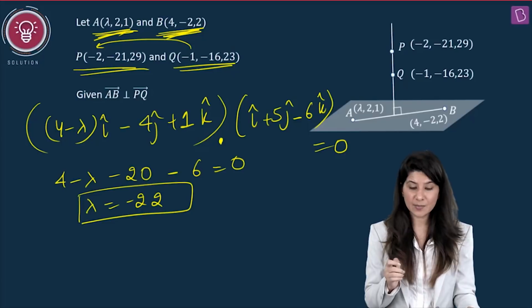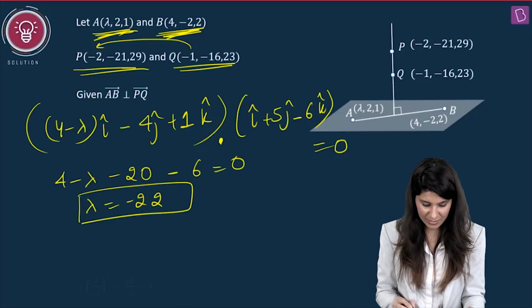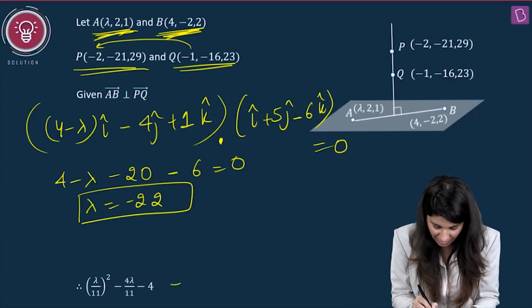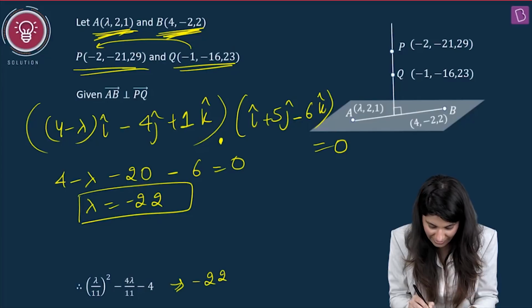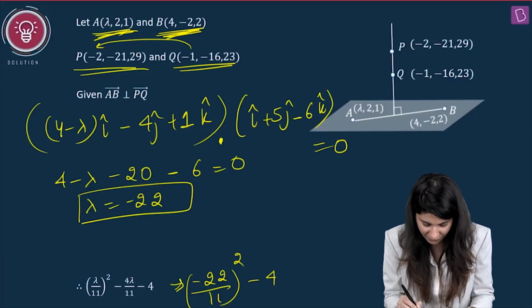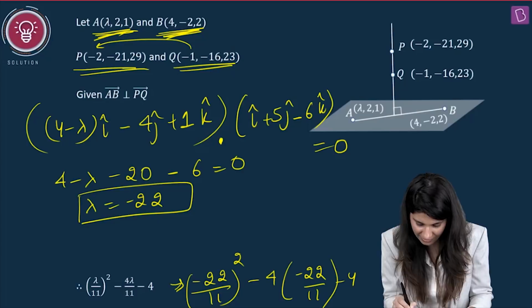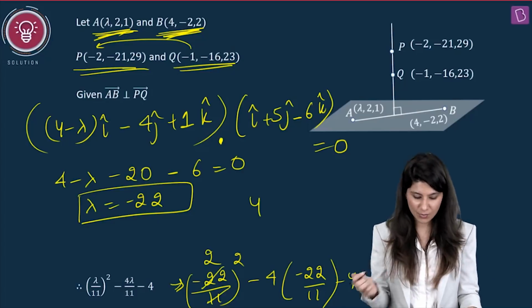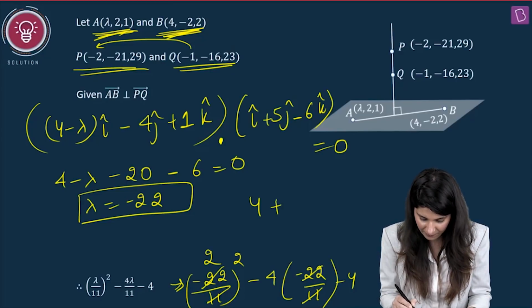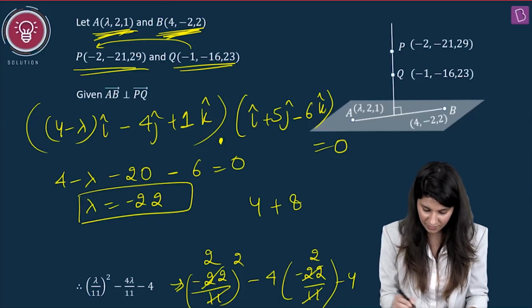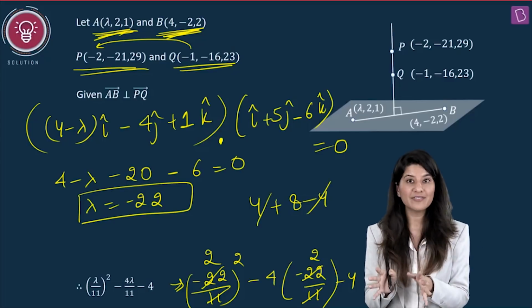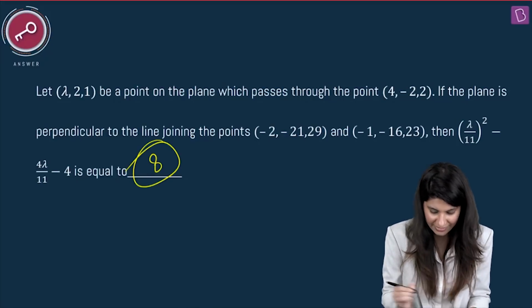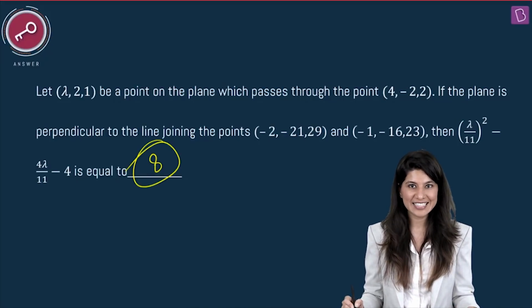And what is the expression which we are looking for? The value of the expression. This is the expression given in the question. Let's just put the value of lambda over here. So we have 22 minus 22 by 11 whole square minus 4 minus 22 by 11 minus 4. This is what? So we have 4. 2 square is what? 4. Then we have 8. And then we have minus 4. So overall the value is clear cut 8. So finally the answer of this particular question is nothing but 8. Got it?